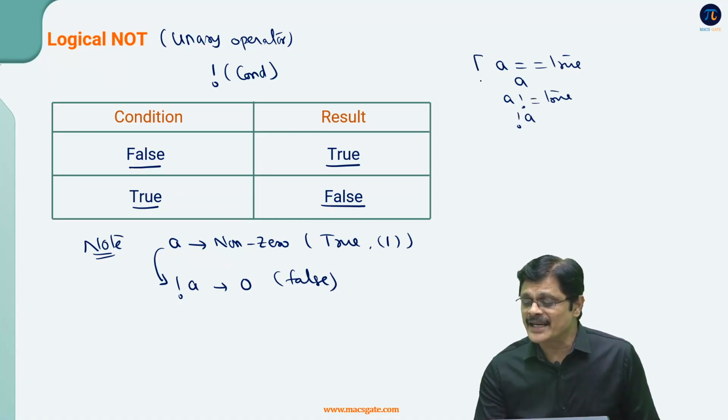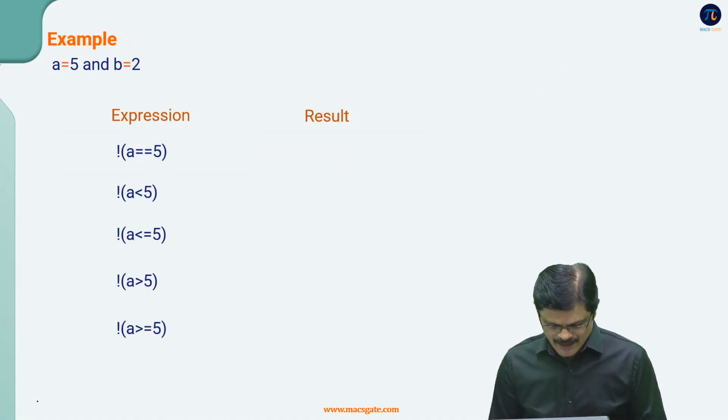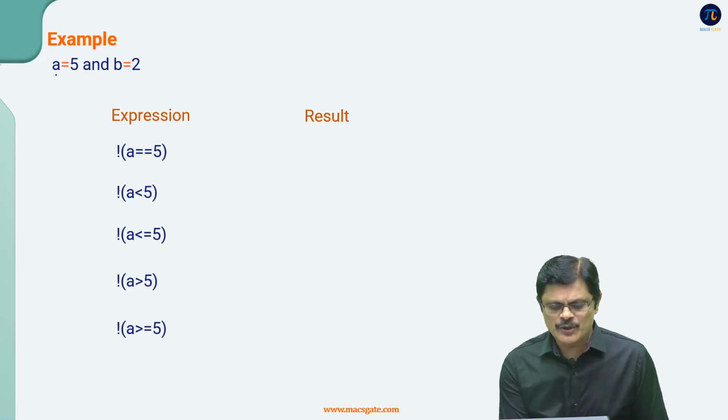So, this idea is very, very important. With selection structures, with examples, I am going to explain that, my dear friends. Okay? Now, let us take a simple example here. Suppose A is 5 and B is 2. Now, here A is equal to 5, that is true.